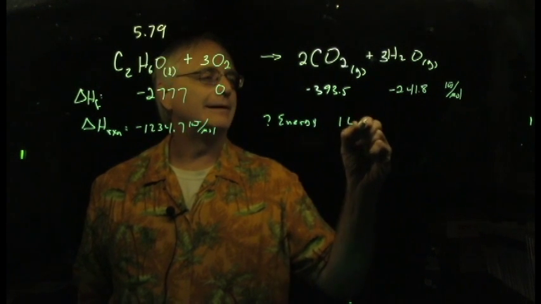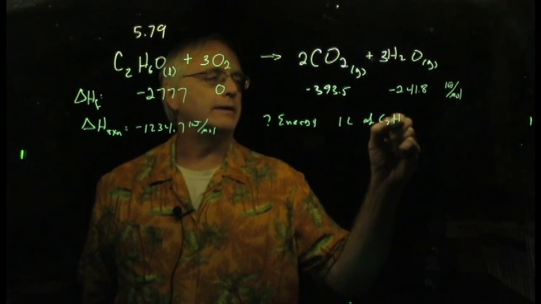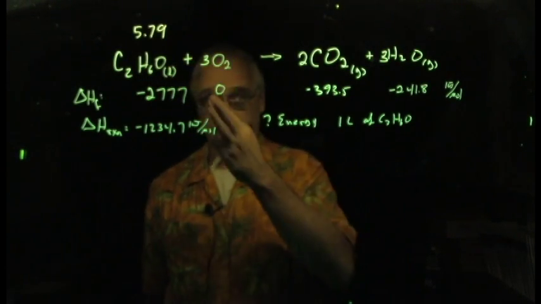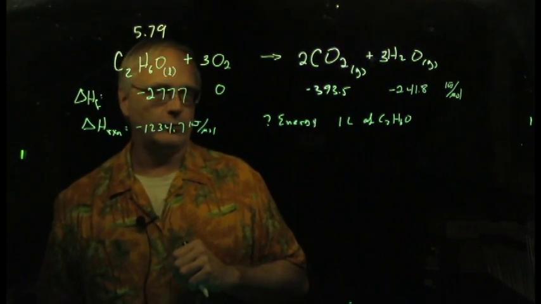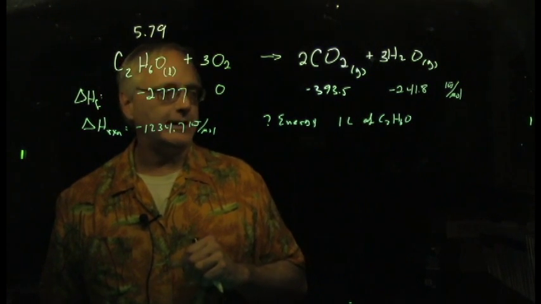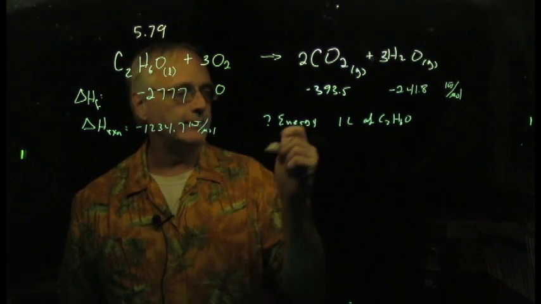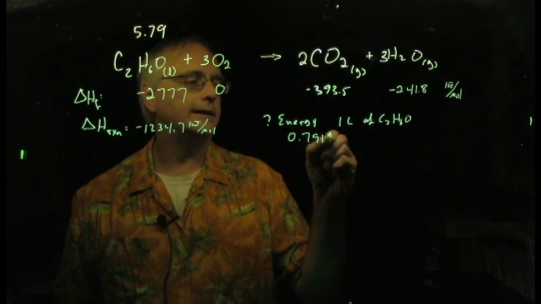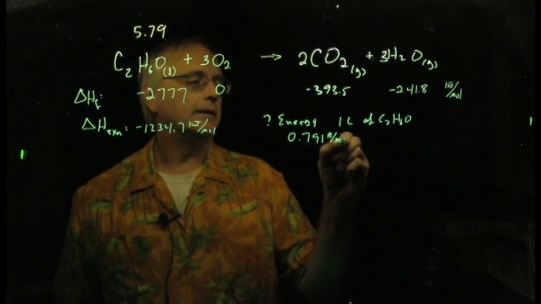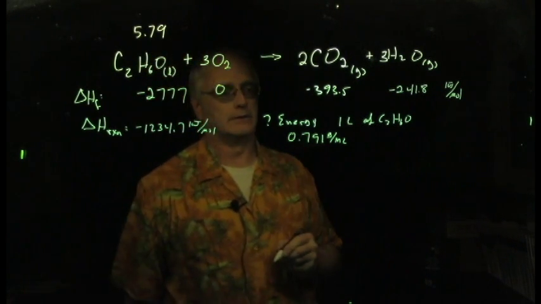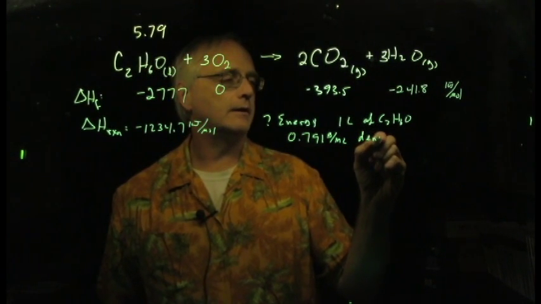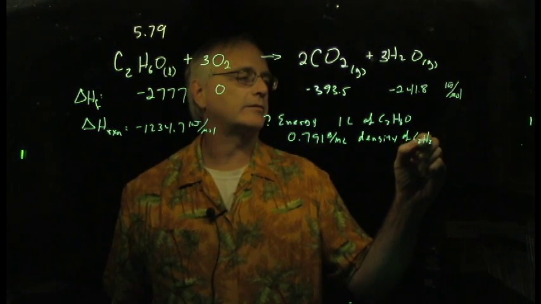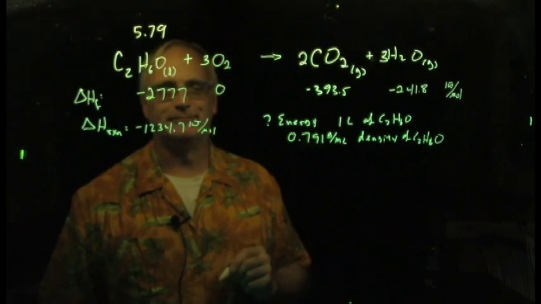Part C is asking us, question mark, how much energy or how much heat is released by the combustion of 1 liter of C2H6O. Okay, how much energy in combusting 1 liter of this stuff? 1 liter. And then you notice they kind of tacked on at the very end of that, oh, by the way, the density of methanol is 0.791 grams per milliliter. And I'll write that, density of C2H6O. Okay, there it is.